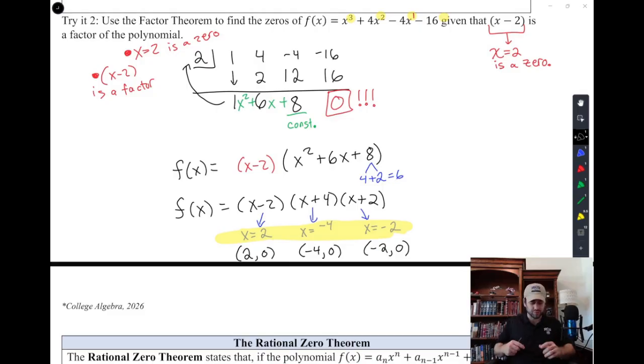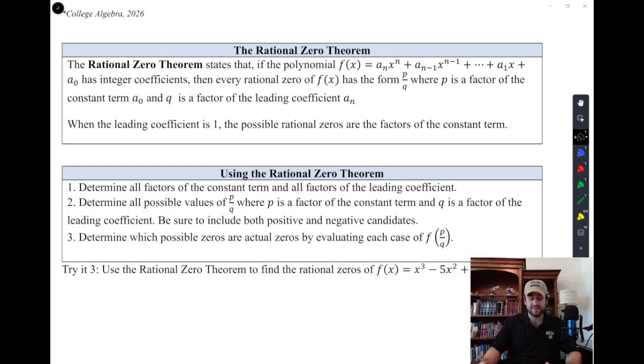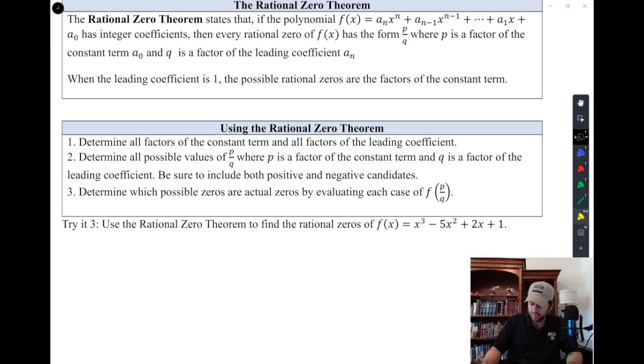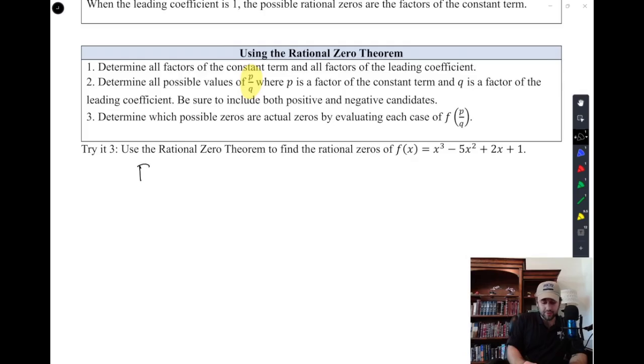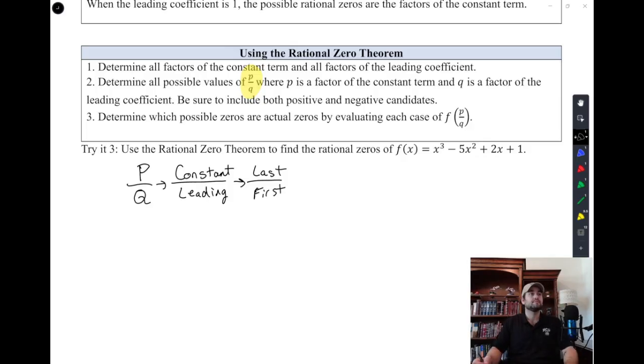And so here we need one more tool to help us find these things. And this tool takes the form of P over Q. Now, P over Q is not super descriptive. We're going to use it, but it's not the most helpful. And so sometimes I write constant over leading. Or you could even write last over first. And what we're looking for is those coefficients or constants that are last and first.